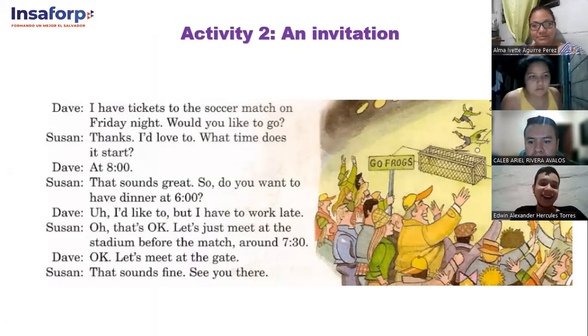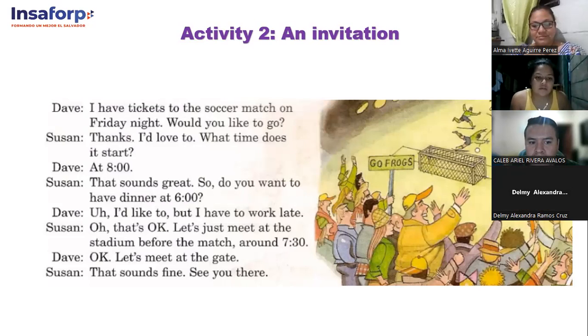I have tickets to the soccer match on Friday night. Would you like to go? Thanks, I would love to. What time does it start? At 8. That sounds great. So do you want to have dinner at 6? Oh, I wouldn't like to, but I have to work late. That's okay. Let's just meet at the stadium before the match around 7:30. Okay, let's meet at the gate. That sounds fine. See you there.